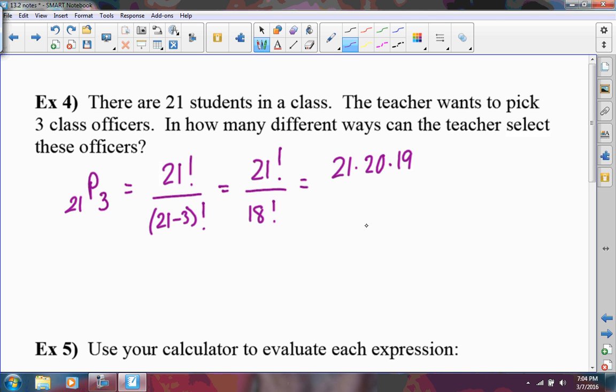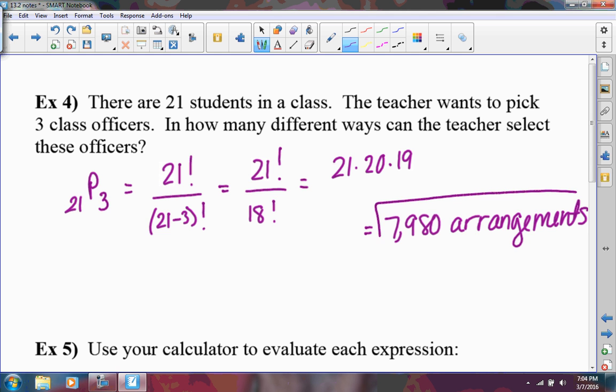And then if I multiply, this will end up equaling 7,980 different arrangements. That's how many different ways the teacher could pick 3 students from a group of 21 students. So that's a lot of arrangements for that teacher to consider.